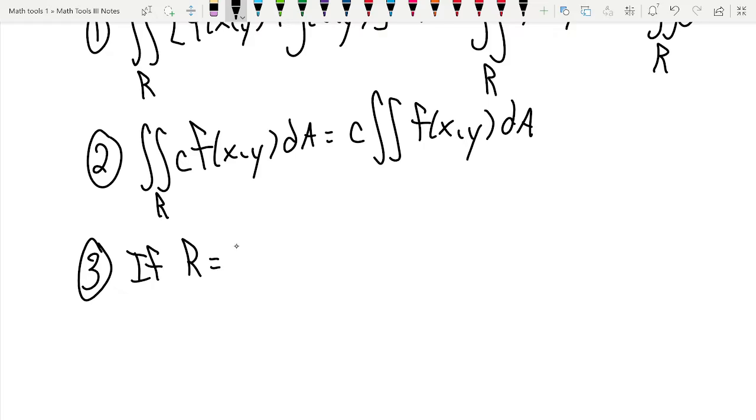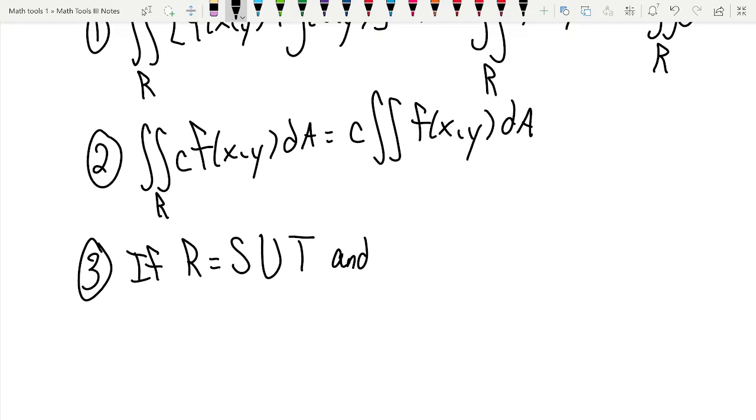Okay, so if R is equal to S union T. If you remember the union sign from intervals, it meant that we're joining two intervals together. So this is the same idea. We're joining two sets together. We're going to look at sets more in depth later. We don't need to know too much about it right now.